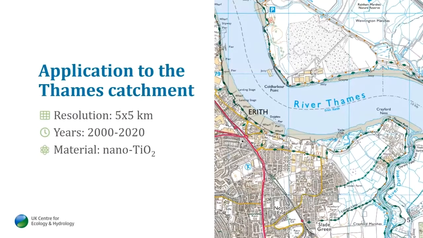So I'm just going to quickly show you a couple of results that show you the types of things that you can get out of one of the higher tier models, something like the Nanophase model, over and above screening level or simpler models. And I'll do so using an application of the Nanophase model to the Thames catchment. Here we're splitting the Thames catchment up into 5x5K grid cells, looking at years from 2000 to 2020. And this is for nanotitanium dioxide.